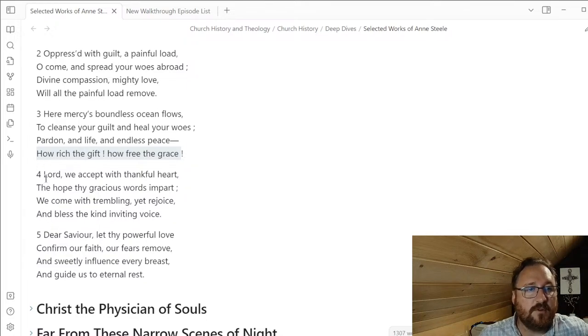Stanza 4. Lord, we accept with thankful heart the hope thy gracious words impart. We come with trembling, yet rejoice, and bless the kind inviting voice.